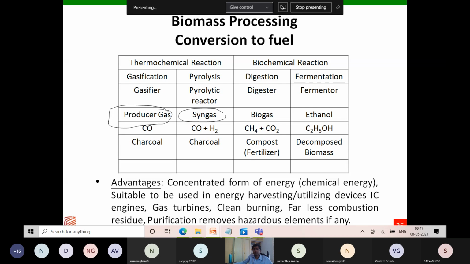This is a concentrated form of energy, chemical energy, which helps in running IC engines and is also utilized to run a gas turbine, and the turbine in turn can be connected to a generator to get electricity, and also to just cleanly burn for burning purposes. Far less combustion residues are found here. It also helps in removing hazardous elements if there is any, on purification.